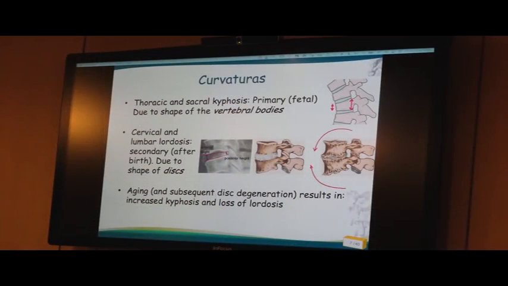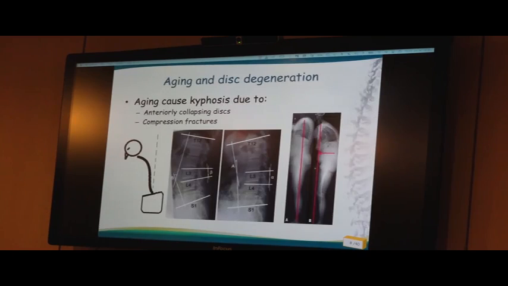And as you know, the discs are degenerated with age. So the result is increased kyphosis and loss of lordosis. This is a natural aging process. So we lost some of the curvatures by time. Aging is kyphogenic due to anterior collapsing disc, all the spine areas, and also there is some compression fractures due to osteoporosis, especially in the women. All over, they cause kyphogenic posture.